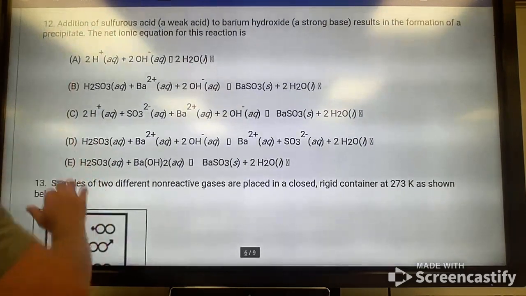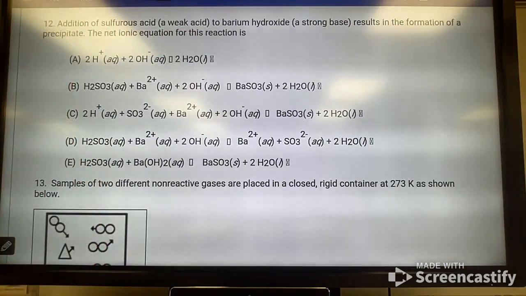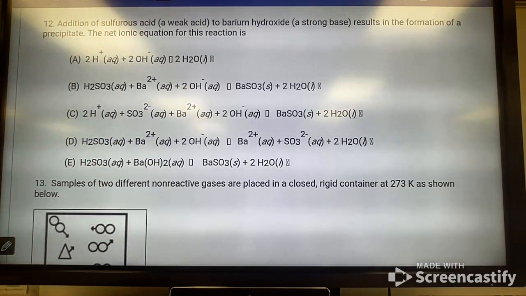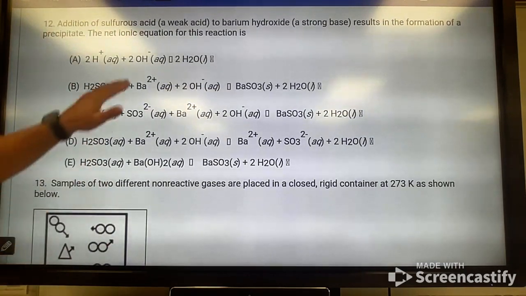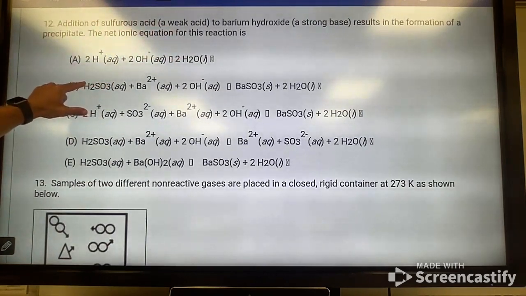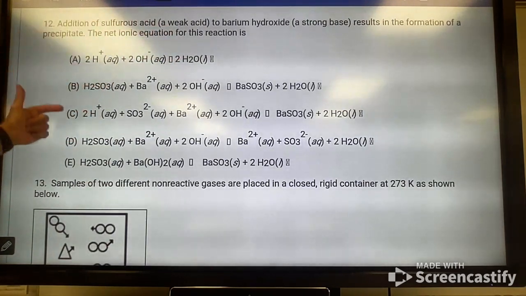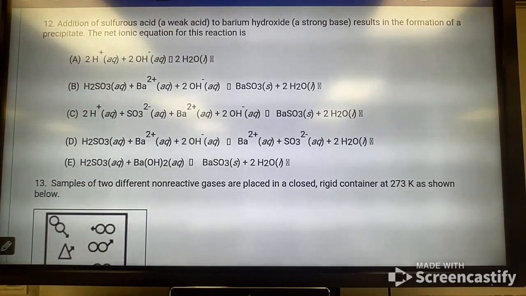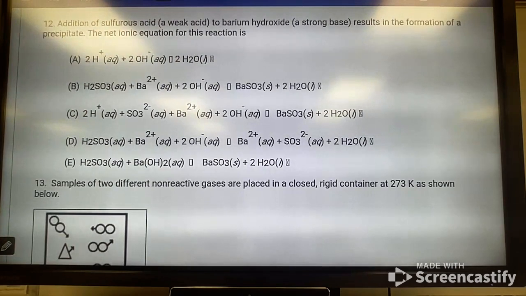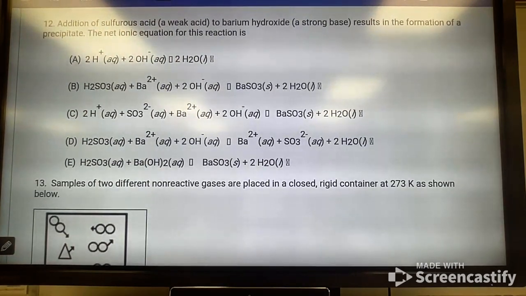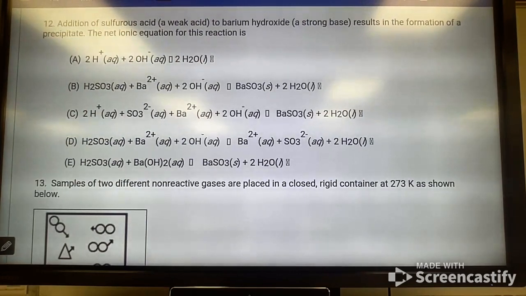All right. Addition of sulfurous acid, a weak acid, to barium hydroxide, a strong base, results in the formation of precipitate. What is the net ionic equation? So if it is a weak acid, we need the whole thing, H2SO3. So we can eliminate A and C because they don't have the whole thing there. All we need for a strong base is the OH negative. Okay, just the OH negative to be in there.